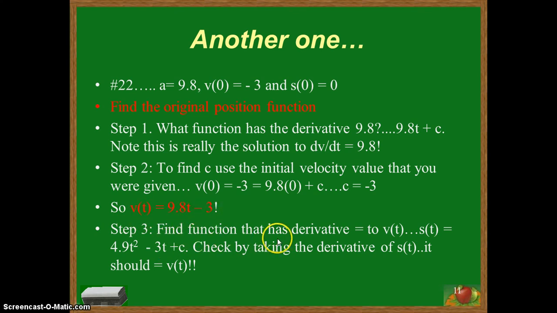Step 3, find the function that has a derivative equal to v of t, and that would be s of t equals 4.9 t squared minus 3t plus c. You can check this by taking the derivative. When I take this derivative, I get 9.8t minus 3, and that in fact is our velocity function that we started out with. So the solution to the differential equation ds dt equals 9.8t minus 3 is s of t equals 4.9 t squared minus 3t plus c.